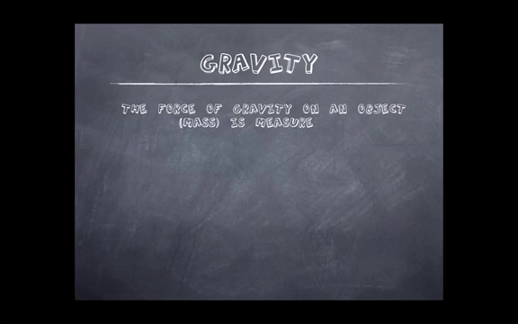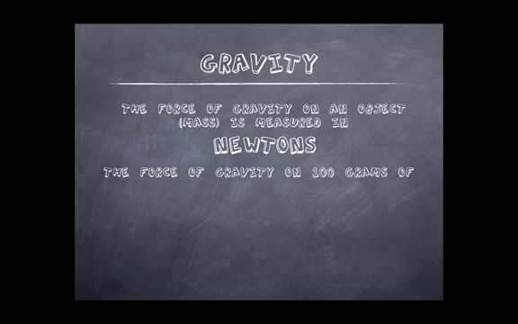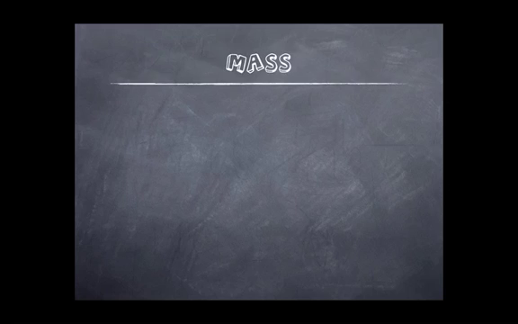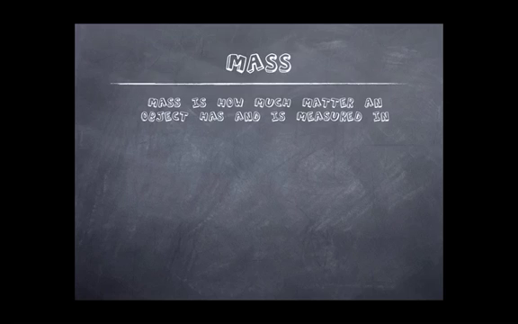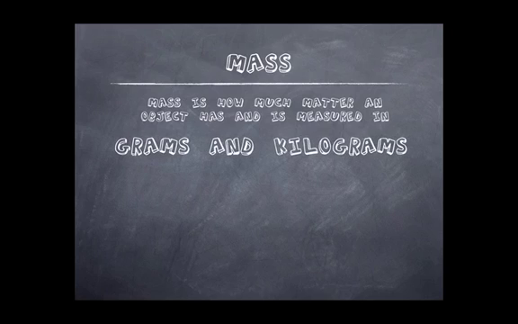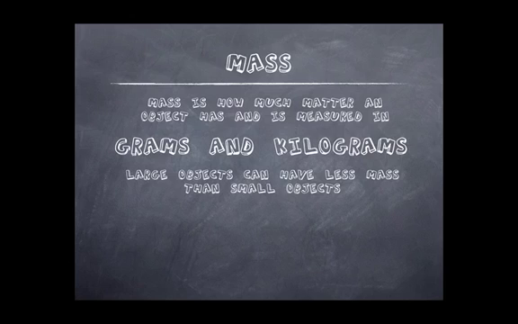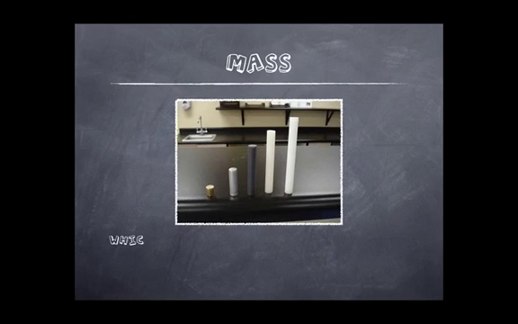The force of gravity on an object is measured in newtons. The force of gravity on 100 grams of mass is equal to 1 newton. Mass is how much matter an object has and is measured in grams and kilograms. Large objects can have the same mass as small objects.